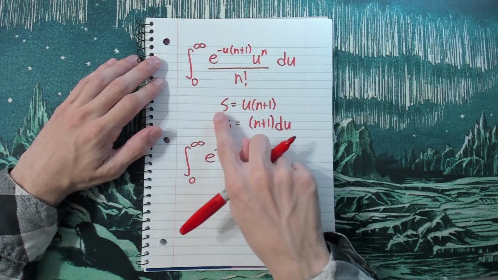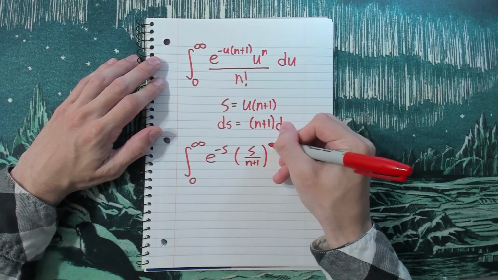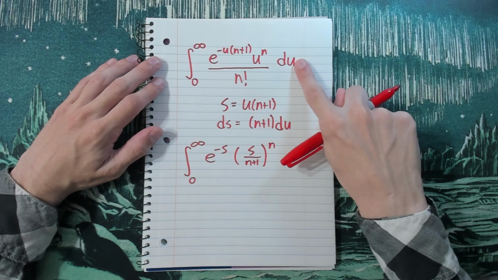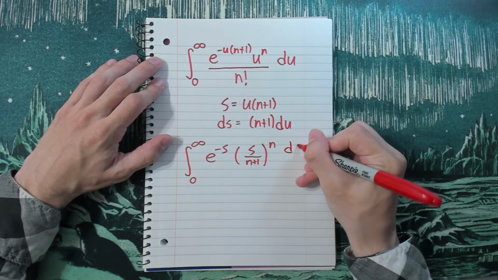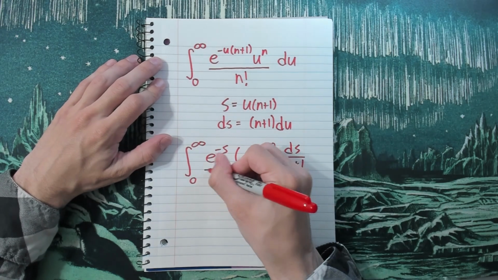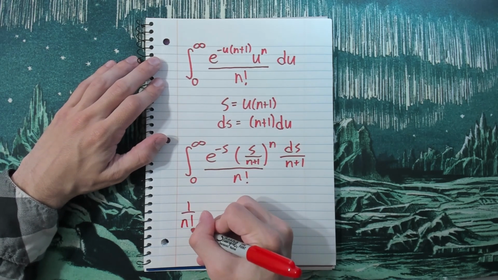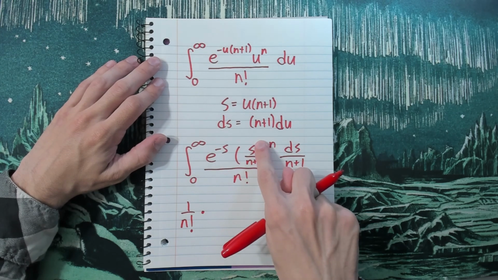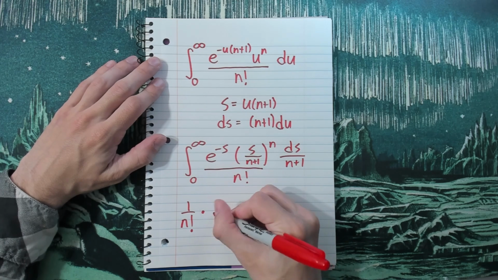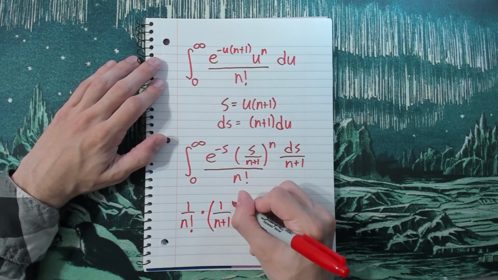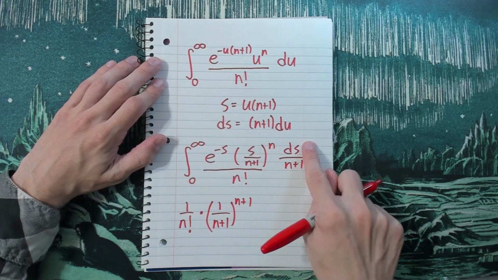Now u, I'm going to take the s and divide it by n plus 1. So this is going to be s over n plus 1 all to the power of n. And then the du is going to be replaced by ds divided by n plus 1. So I'm going to have ds divided by n plus 1, and this is all over n factorial. Now I'm going to go ahead and pull some things out. I'm going to pull out the n factorial, and 1 over n plus 1 to the power n times 1 over n plus 1 is going to give me 1 over n plus 1 to the power of n plus 1, right?